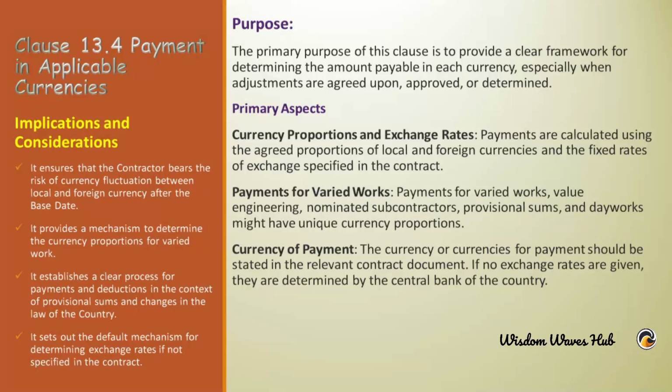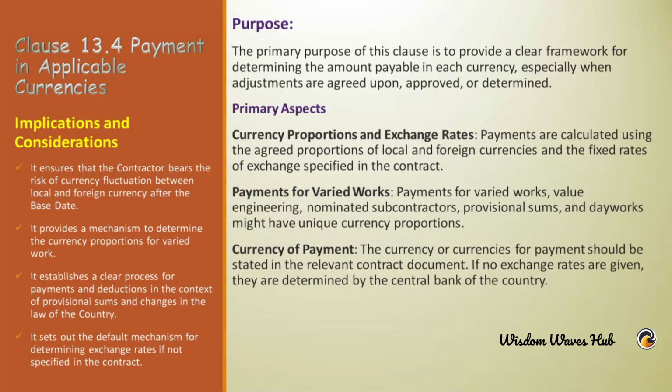The essence of this clause is to ensure clarity, transparency, and fairness in the payment process, especially when there are adjustments in the contract amount. The primary purpose of this clause is to provide a clear framework for determining the amount payable in each currency, especially when adjustments are agreed upon, approved, or determined.